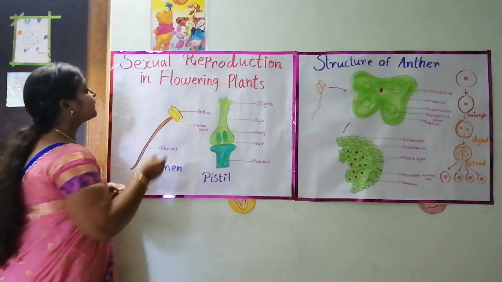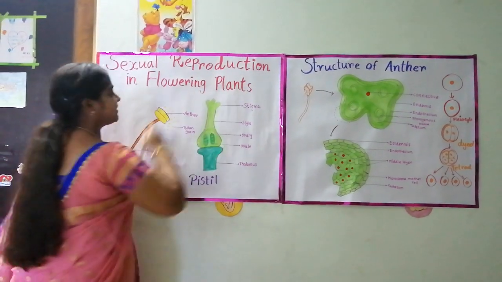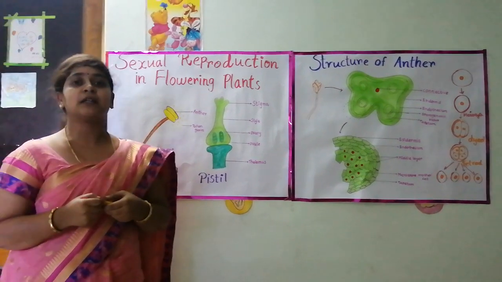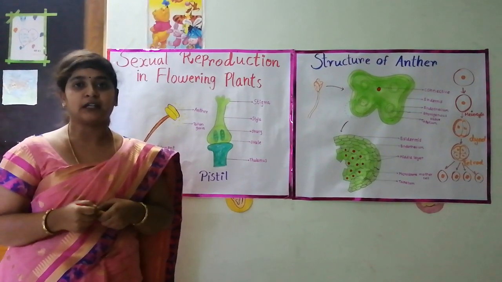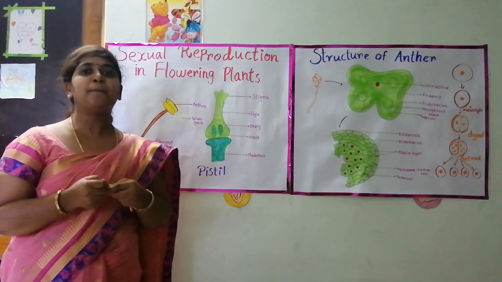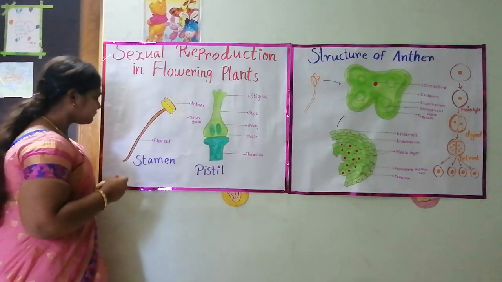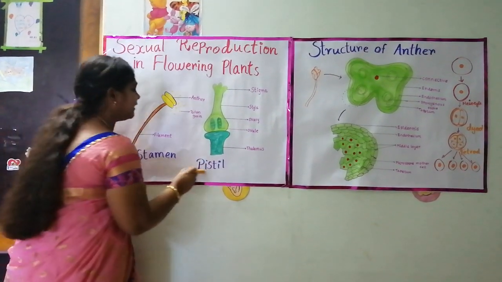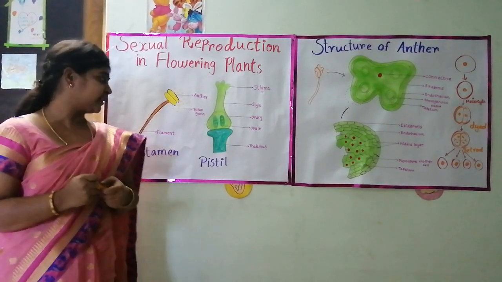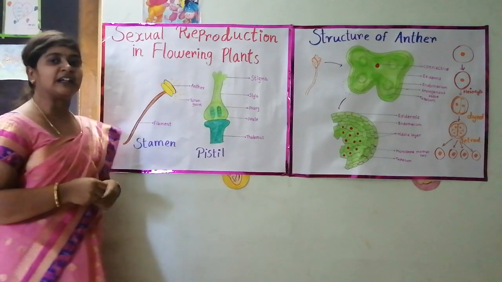Today we are going to see sexual reproduction in plants. The major part involved in reproduction in plants is the flower. So here, the stamen and pistil are the parts of the plant which are involved in reproduction. The stamen is the male reproductive part and the pistil is the female reproductive part.